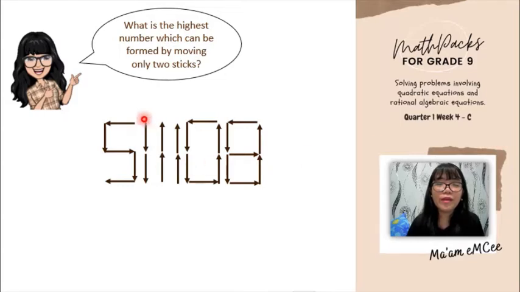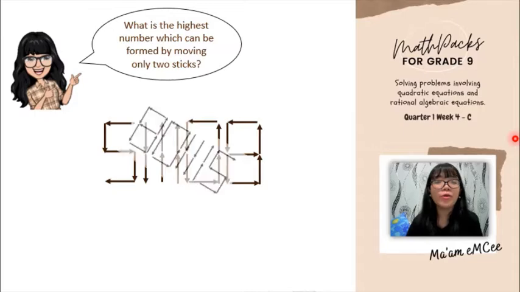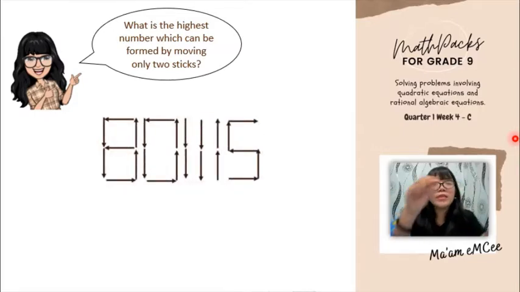So we have moved this stick from here, and then the stick there, we moved it there. So we now have 511,108. If this is your answer, then you might be correct. But there is still another answer. And that is if you're going to flip your number, or turn it upside down. So from having 511,108, if we flip the numbers, we will have 801,115. So this is now the highest possible answer.